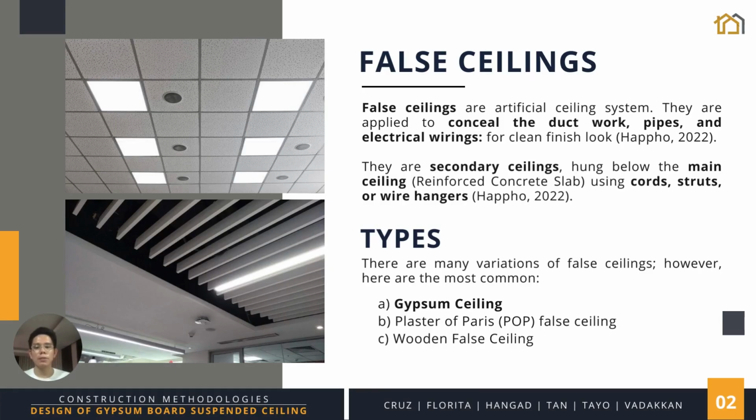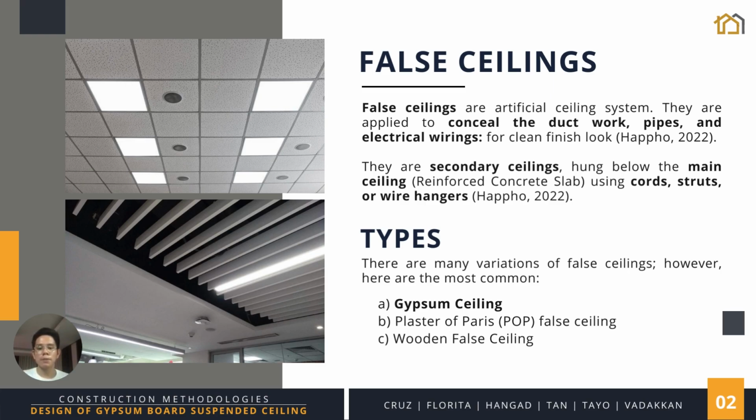Now first, we need to define what false ceilings are in order to fully understand gypsum ceilings. False ceilings are artificial ceiling systems applied to conceal ductwork and wirings to provide a cleaner finish look. They are subordinate to the main ceiling, which can be the roof system or the reinforced concrete slabs.